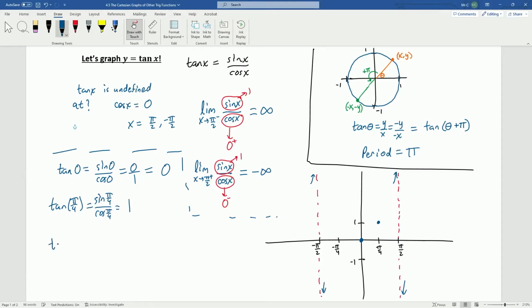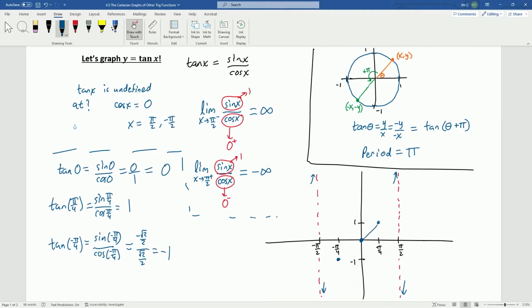And tangent of negative pi over 4, that's sine of negative pi over 4 divided by cosine of negative pi over 4. In this case, sine of negative pi over 4 is negative root 2 over 2, and cosine of negative pi over 4 is positive root 2 over 2. So here I get negative 1.